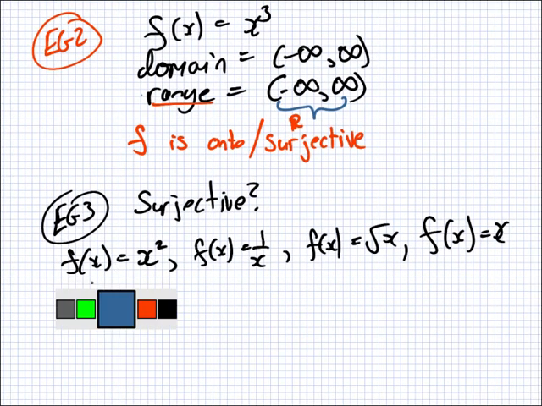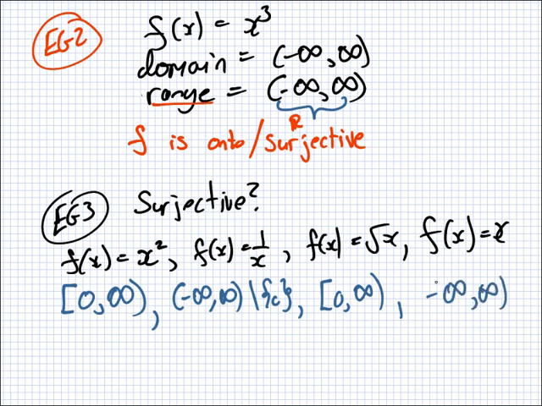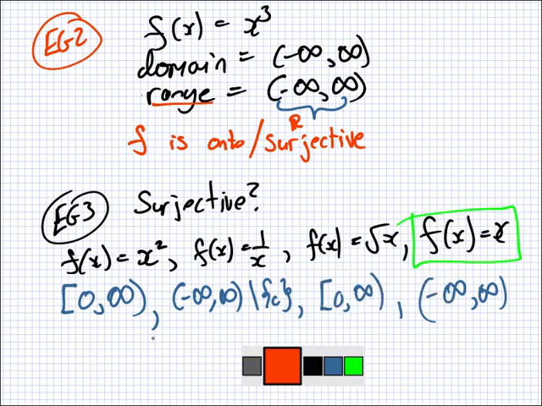What's the range for the first one? No, it is not. The range of the first one? Positive numbers. Range of the second one? Except 0. All real numbers except 0. Range of the third one? It's all positive numbers again, including 0. And the range of the last one? All real numbers. So which is surjective here? The last one, D, is surjective. Okay.